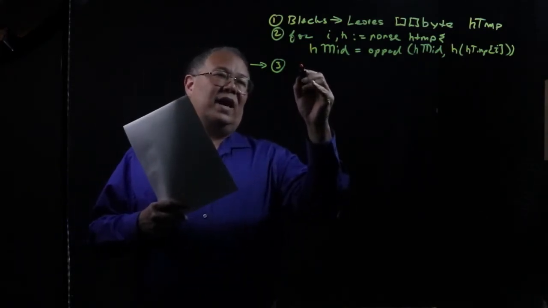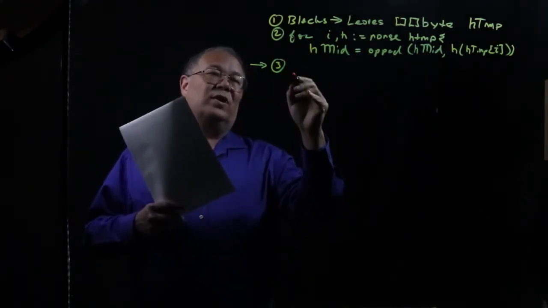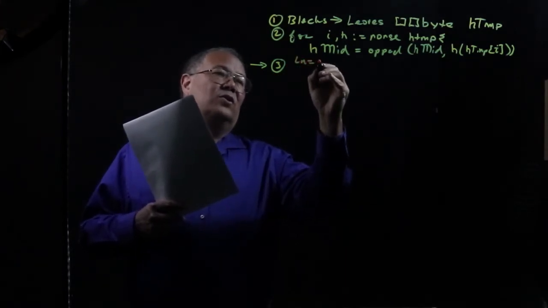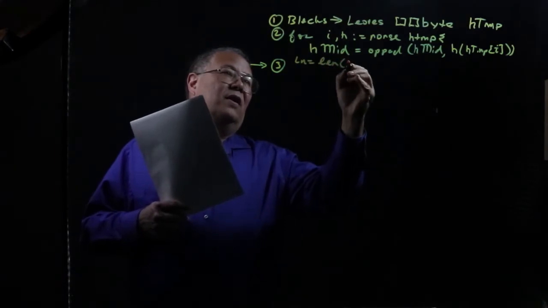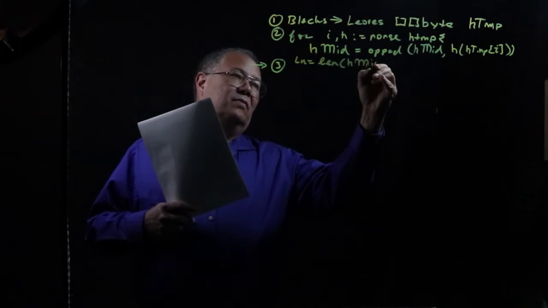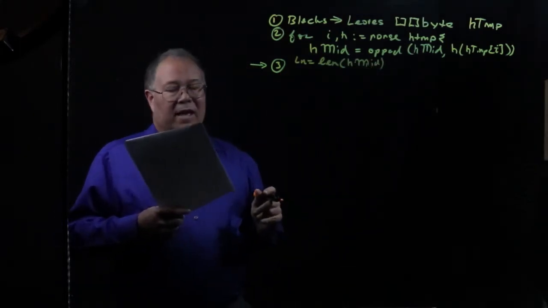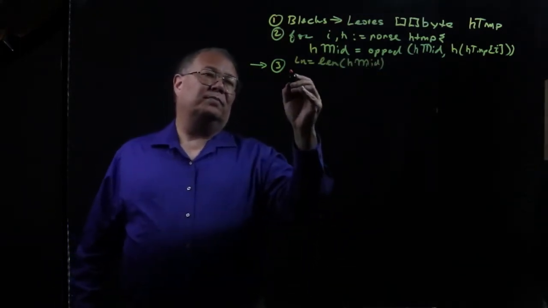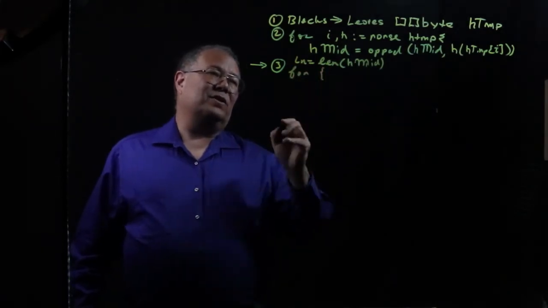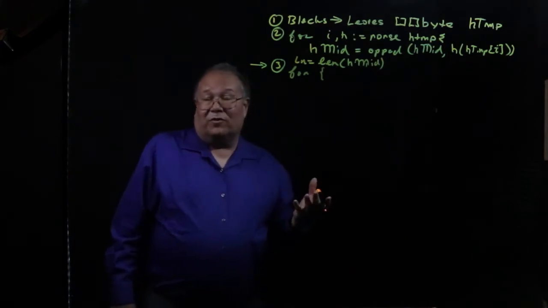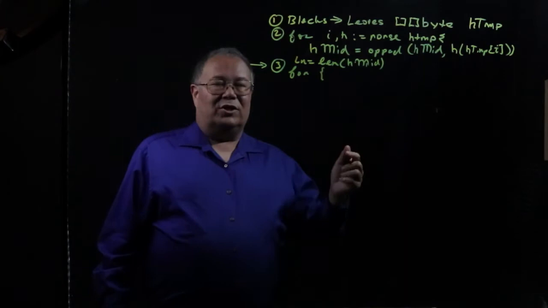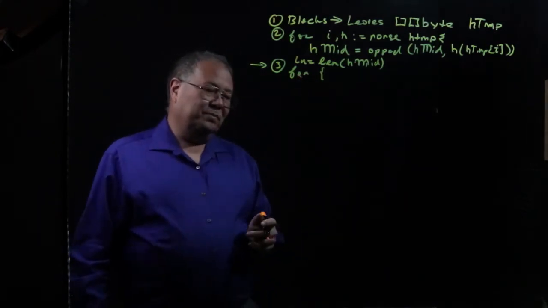So we want to take ln, this is really before we start 3 here, we want to take ln equal to the length of HMid. Okay, then we're going to loop, and I see no particular reason to limit the number of levels in our loop. It's decreasing by half each time, so just a for loop. Loop forever.